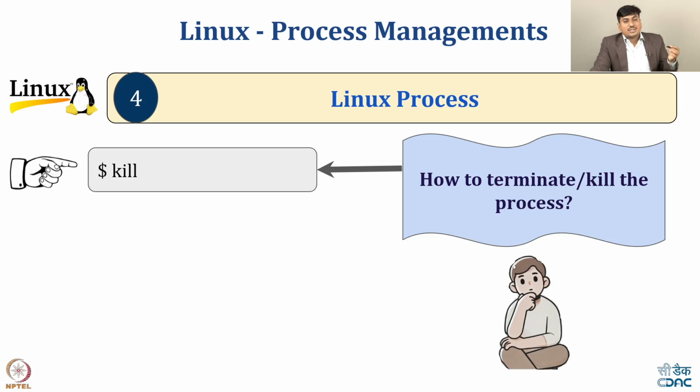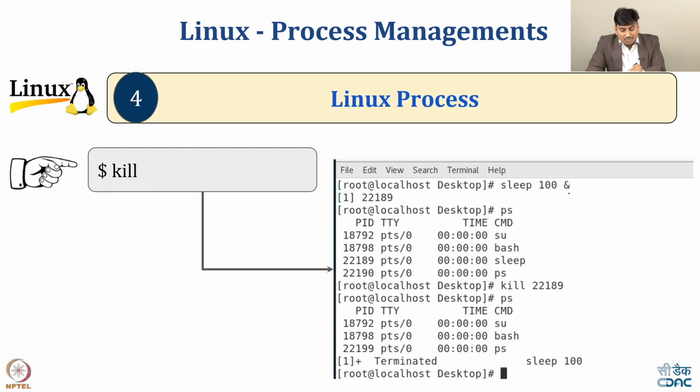If I want to terminate or kill a process, I can use the Linux command called kill. Let's take an example here. Earlier we have seen the example where I ran one command and put it into the background. Now I will see the currently running processes on my system. You can see that the process with PID 22189 is running on the system, and this is the command it is running. Now I want to kill this process, so I pass the process ID of this process to the kill command. If I fire this command, then this process will be killed.